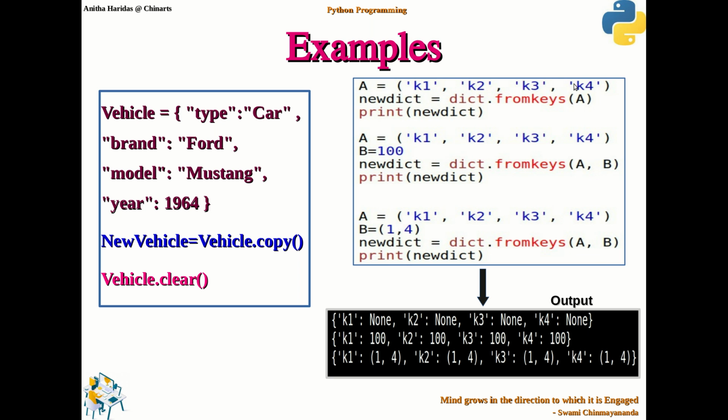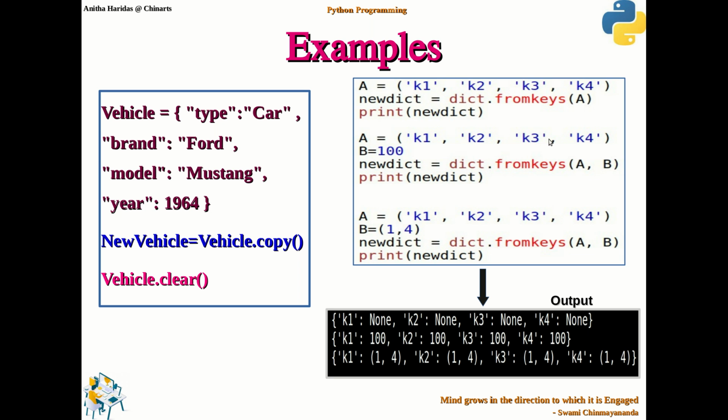It need not be a tuple. Instead of A as a tuple, I can have it as a list also, right? And by default it will take the value from the second argument. So please observe here, if I don't give the second argument, it will take None as its value for all these keys. If I give the second argument, then the second argument will be assigned as the value for all the keys given in the first argument, right?